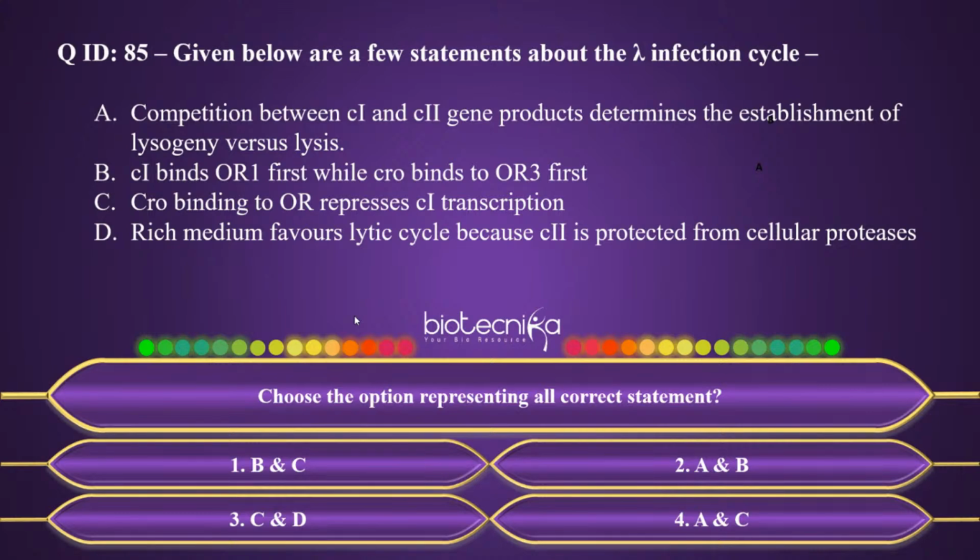Okay. So Selvapriya says options B and C. Has anybody else attempted this question? Fabia, okay, option 1. Right. So both of you are right. Most of you would have attempted option 1 now. If you have studied the lambda infection cycle, these two options are the correct ones.